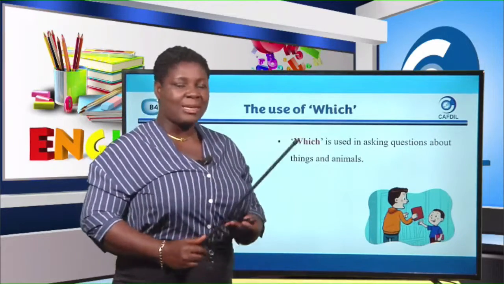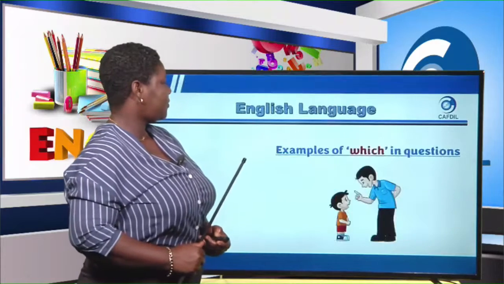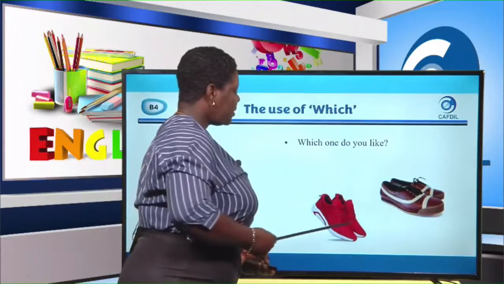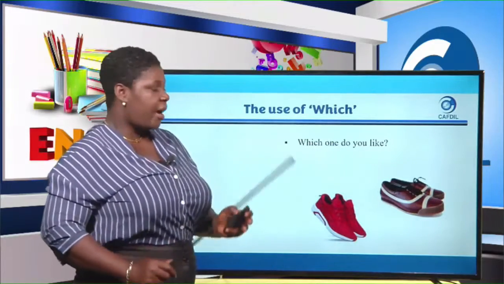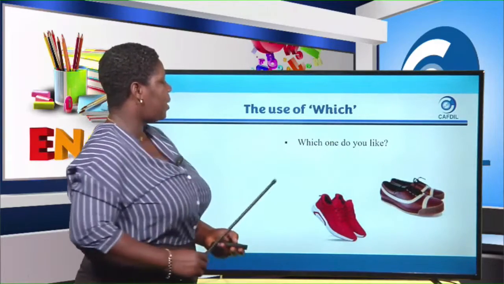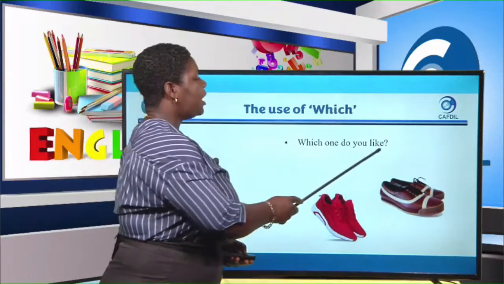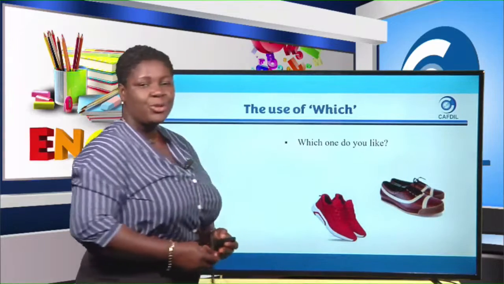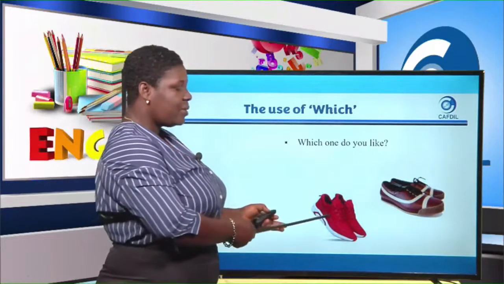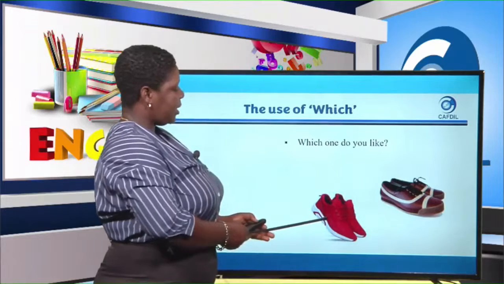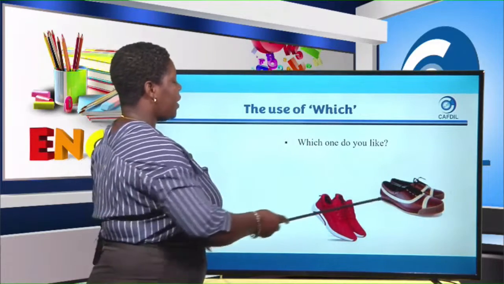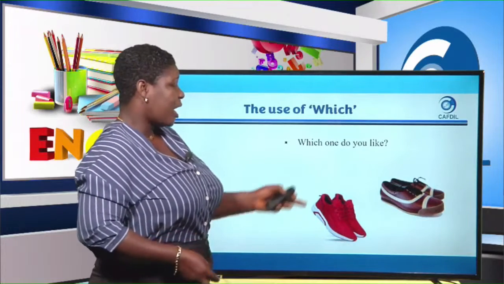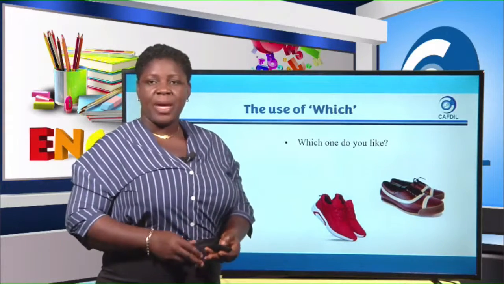So let's look at some examples here. We have shoes. Two different pairs of shoes here. Which one do you like? Which of the pair of shoes here do you like? Is it the brown or the red? So we are using which to ask about things.